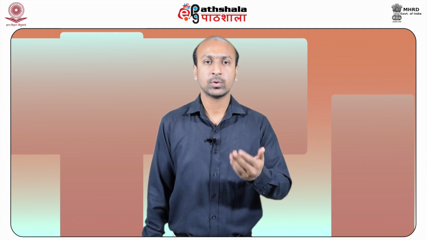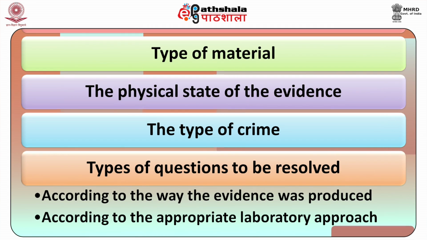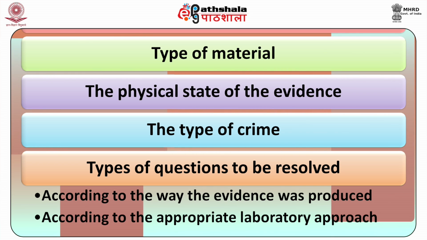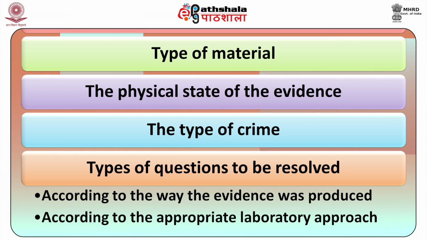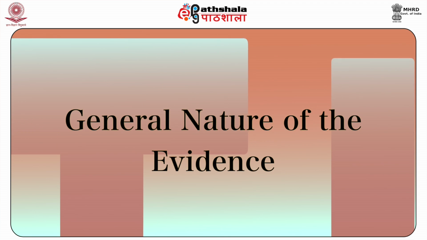The following schemes to classify the physical evidence have been proposed by the scientists, which are comparatively more realistic than others. In this, the first is general nature of the evidence, then type of material, the physical state of the evidence, the type of crime, types of question to be resolved, according to the way the evidence was produced, and according to the appropriate laboratory approach. Every scheme is useful in offering a different conceptual perspective related to physical evidences, but some of them are more useful than others. Now, the general nature of the evidence.